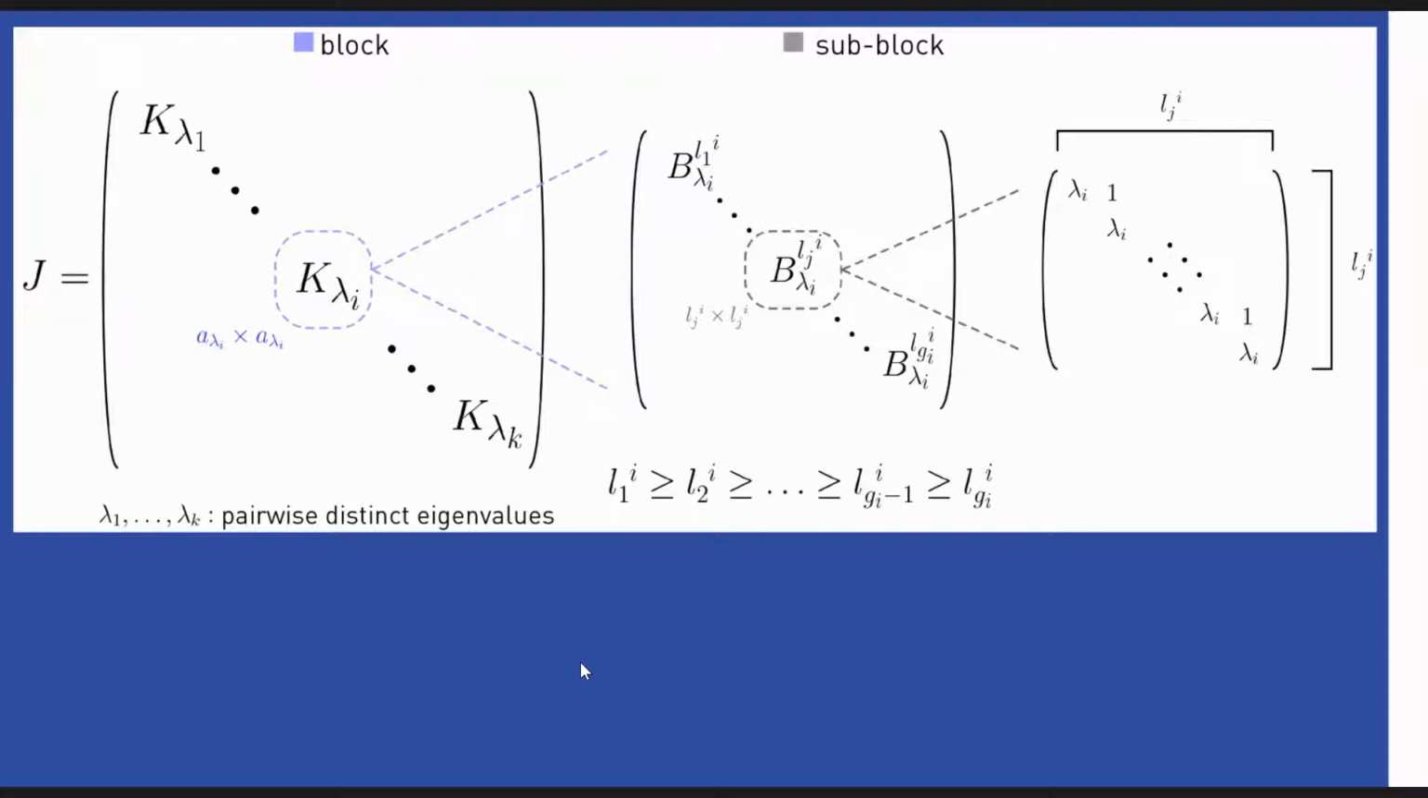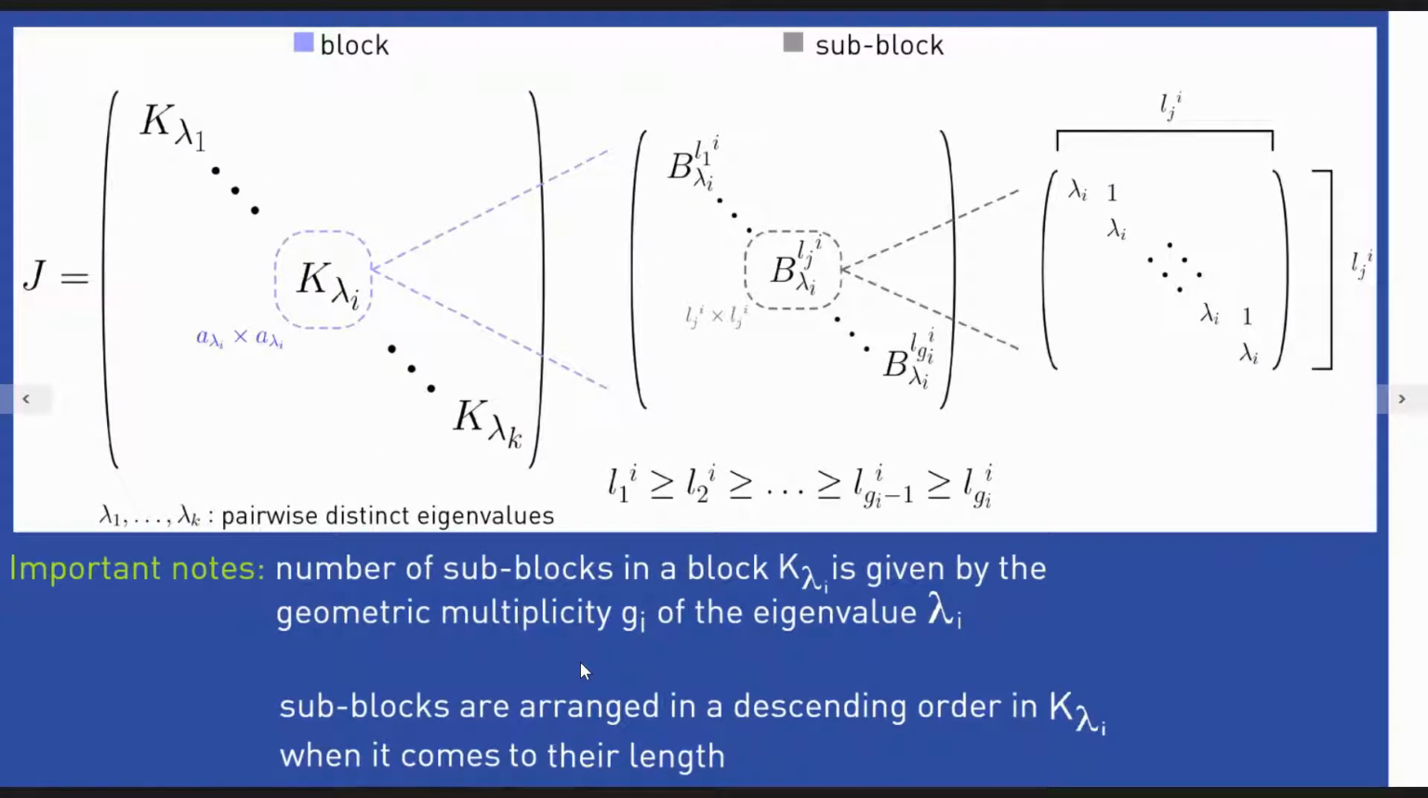Okay, I've written the two important notes down again. So the first thing is that the number of subblocks in one of the larger blocks K_lambda_i is given by the geometric multiplicity g_i of the eigenvalue lambda_i, which you can also see here.